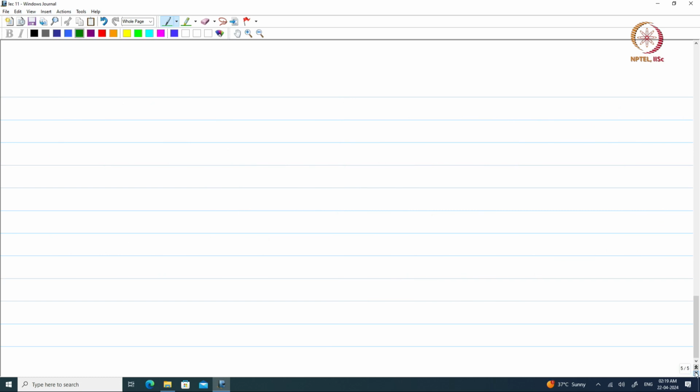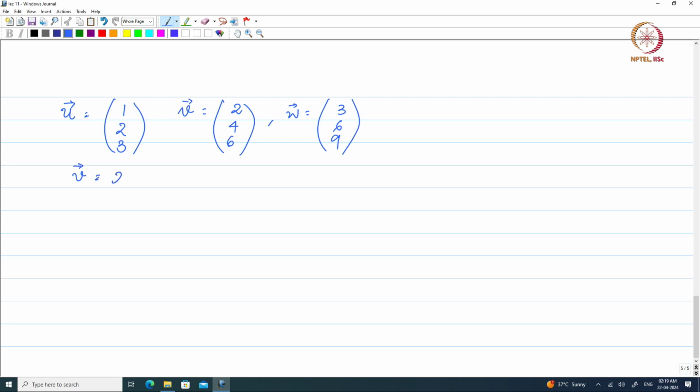A linear combination of the other 2 could simply mean, for example, that u is equal to 1, 2, 3 and v is equal to 2, 4, 6 and w is equal to 3, 6, 9. Now we see that v is equal to 2 times u and w is equal to 3 times u, and therefore these 3 are linearly dependent vectors.